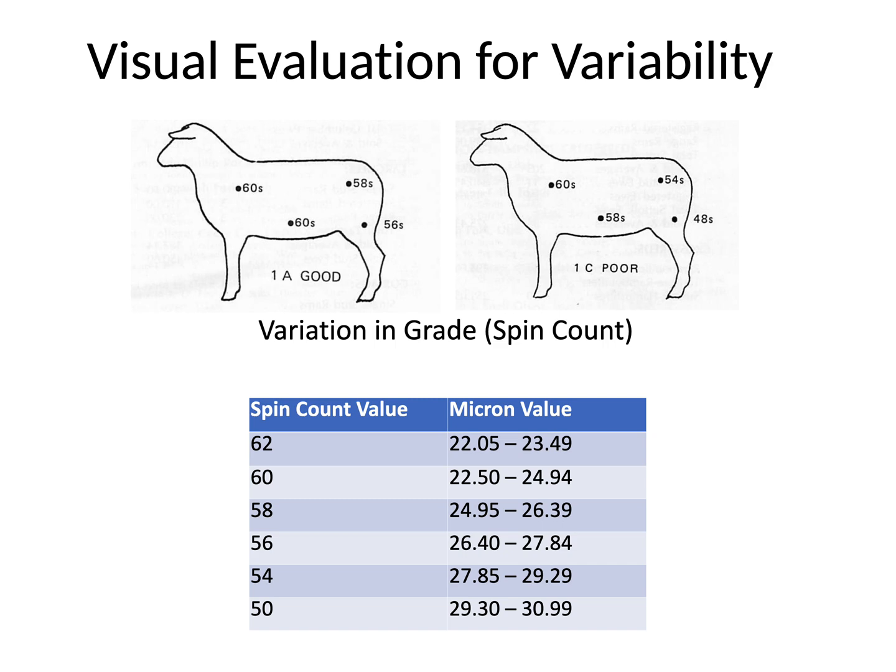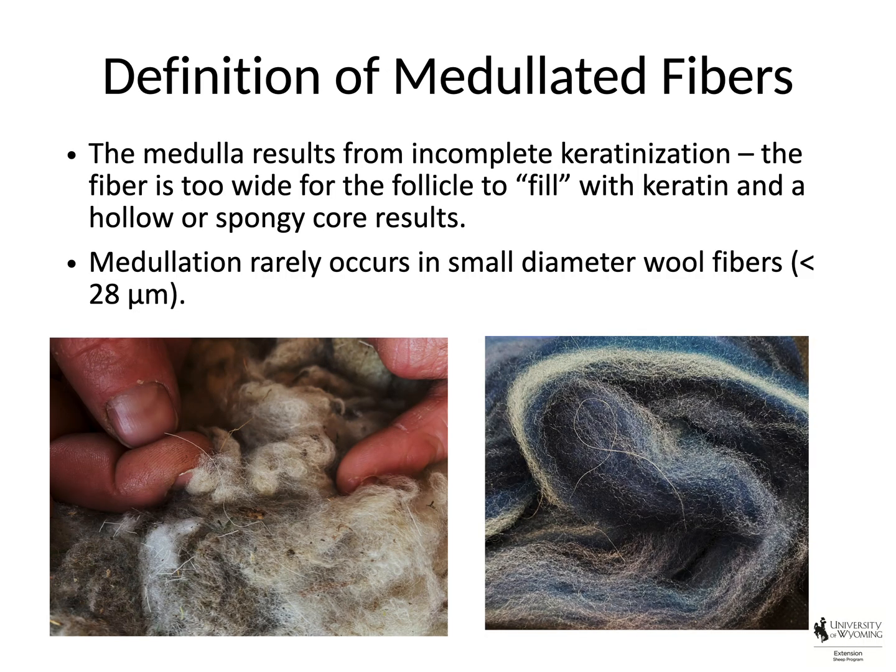Now, acceptable for this may not be acceptable for you. I'm going to pick on you, Raina, just because I can. Maybe you'd want to see a 58s instead of a 56s, okay? But the point is when you evaluate those areas, you are being brutally honest about how variable that fleece is. And that's a good thing. Brutally honest is good. So the next thing we're going to talk about is medullated fiber.